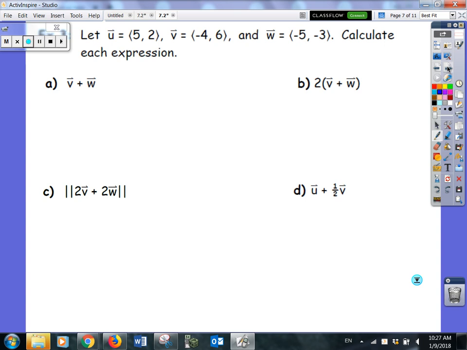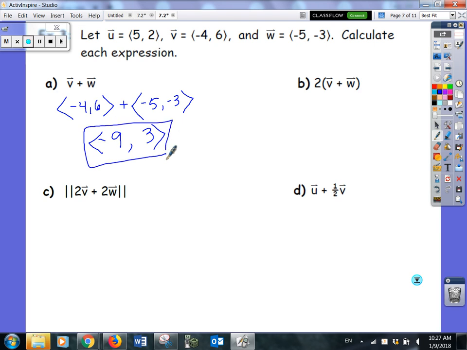So v plus w. So we go up to here, and vector v is <-4, 6>. Vector w is <-5, -3>. So that's what we're doing. We're doing that operation. Again, if you can do that in your head without writing it down, that is fine. So, negative 4 plus negative 5. So that results in negative 9. 6 plus negative 3. That result is 3. So there is your answer.